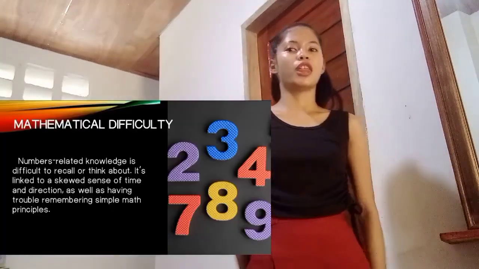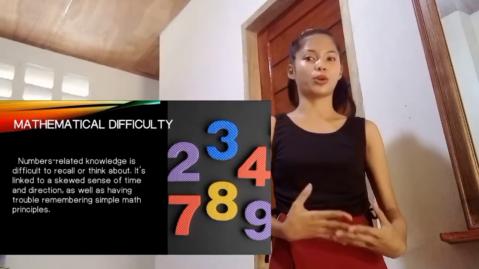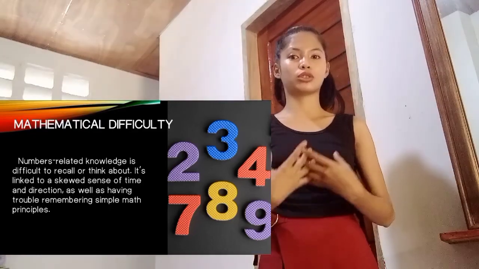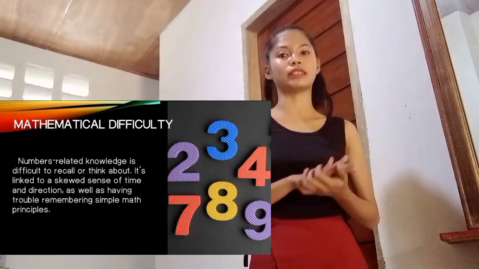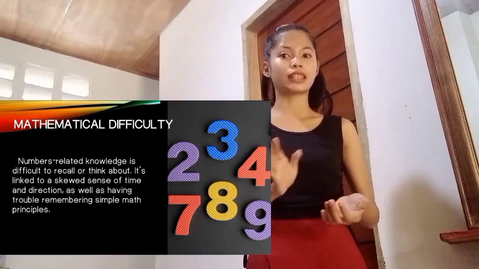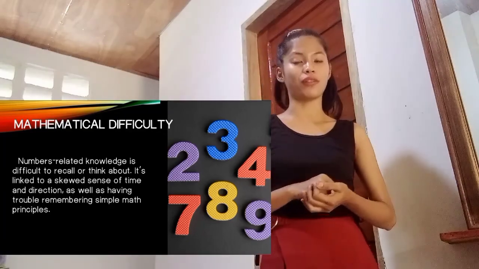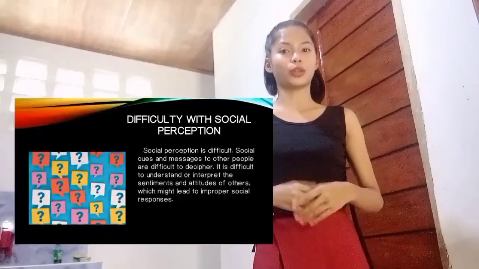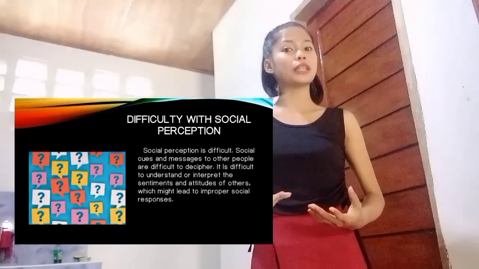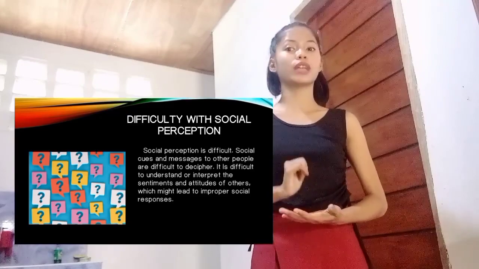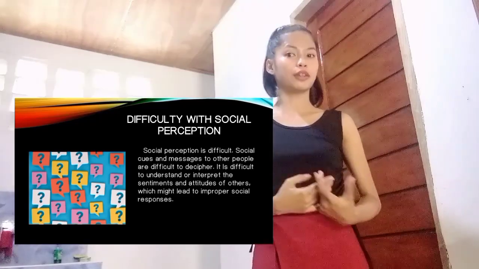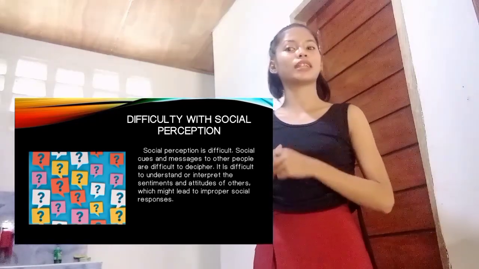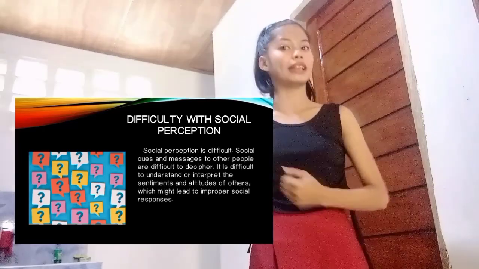Mathematical difficulty. Numbers-related knowledge is difficult to recall or think about. It's linked to speed, sense of time, and direction, as well as having trouble remembering simple math principles. Dyscalculia is the most severe form of this problem. Difficulty with social perception. Social cues and messages to other people are difficult to decipher. It's difficult to understand or interpret the sentiments and attitudes of others, which might lead to improper social responses.